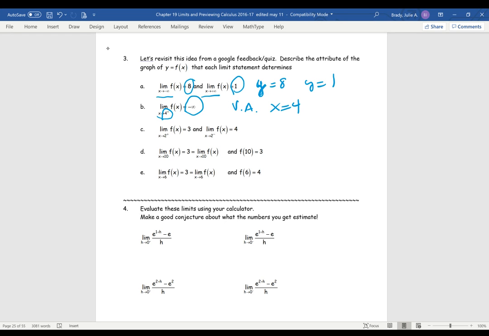Okay. When you're approaching 2 from the right, you get 3. But if you're approaching from the left, you get 4. So you're going this way, I'm at 3. Going this way, I'm at 4. It's called a jump discontinuity because you're jumping the outputs.